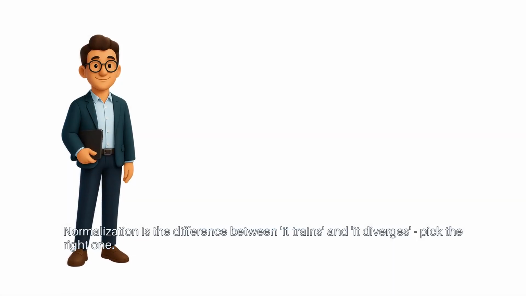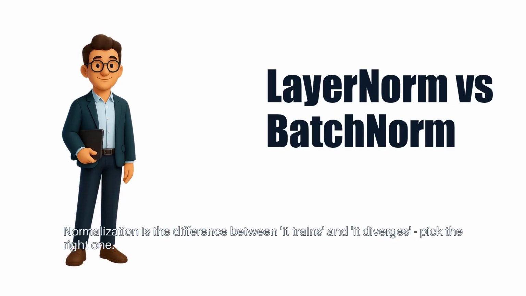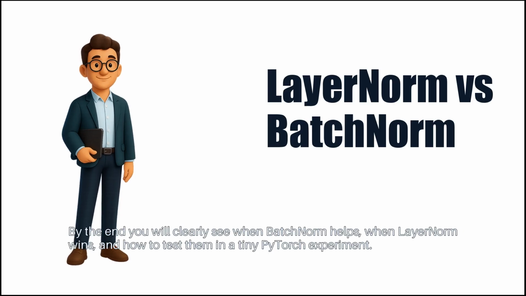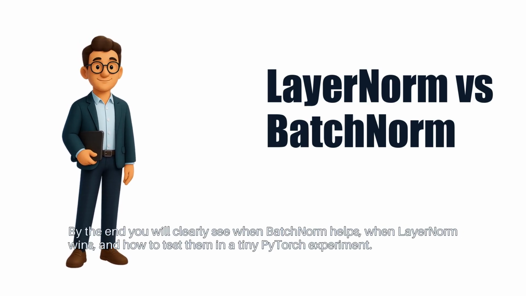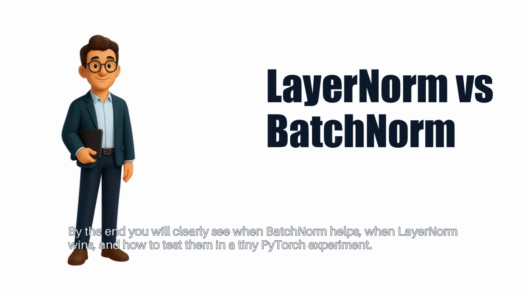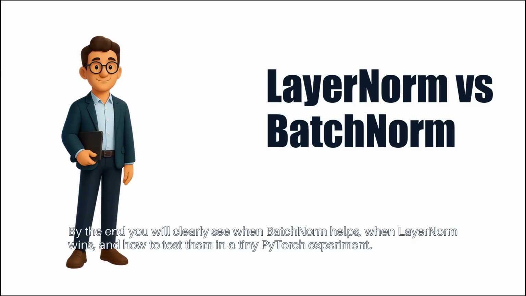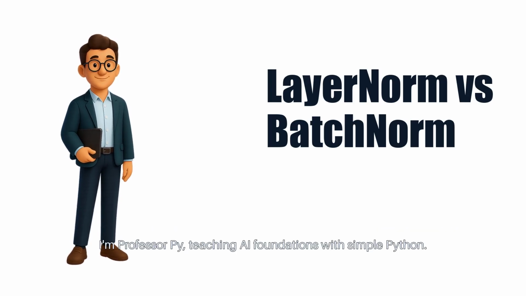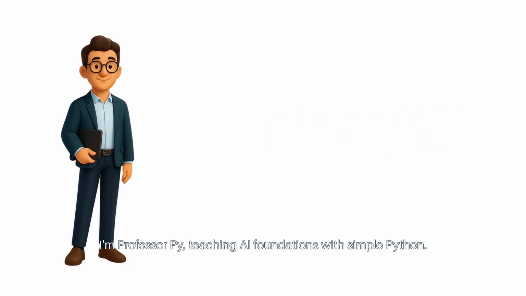Normalization is the difference between it trains and it diverges. Pick the right one. By the end, you will clearly see when BatchNorm helps, when LayerNorm wins, and how to test them in a tiny PyTorch experiment. I'm Professor Pi, teaching AI foundations with simple Python.